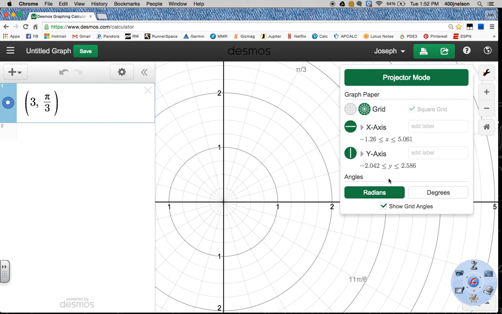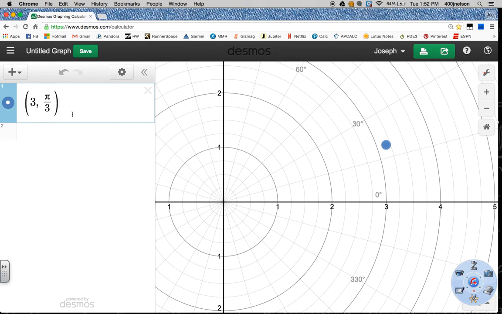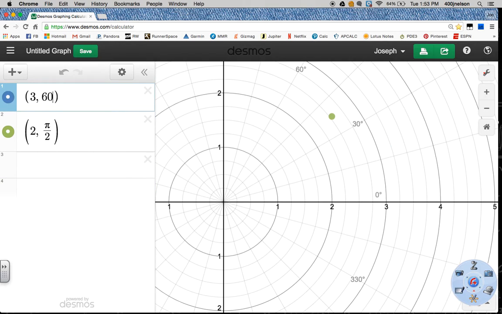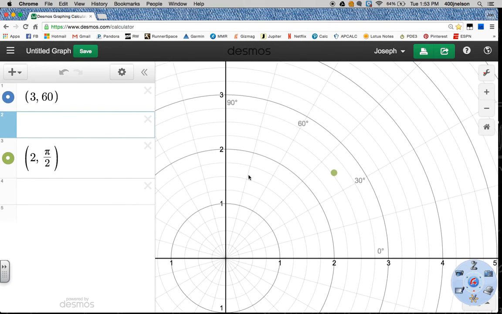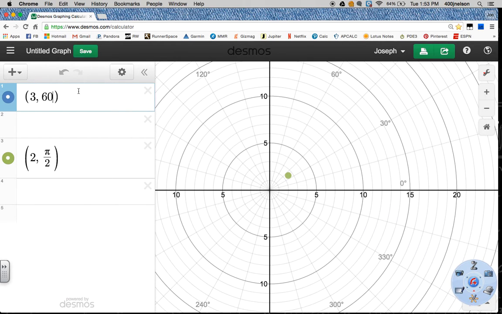Am I in the right mode? I'm in radians. This is not coming up correctly. Okay, I will change these to degrees. 60. I don't know why Desmos is not working for me today. I've done this plenty of times before, and it's worked fine. So I'll figure out Desmos. You should be able to figure this out, though, on Desmos here.